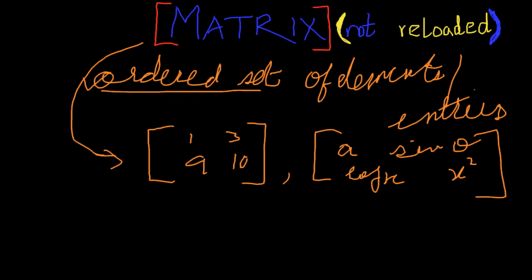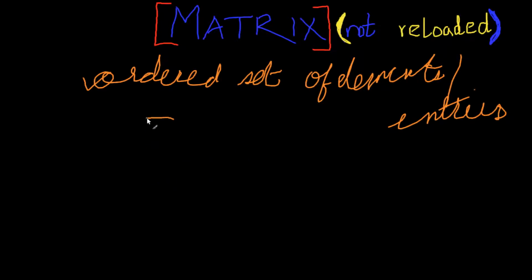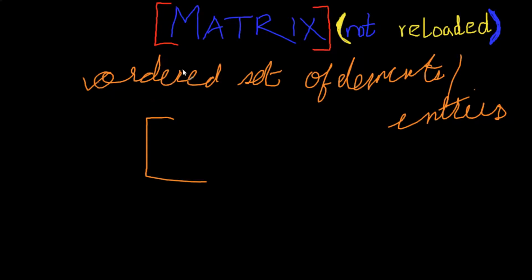So that being said, I'm going to move on to order of a matrix. I'm just going to take a different color here. Let's take green, and I'm going to take out this portion of the ordered part, which is order. Now I'm going to talk about order of a matrix.